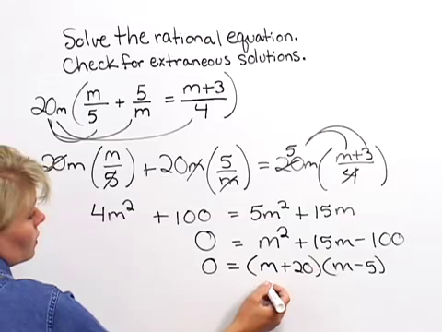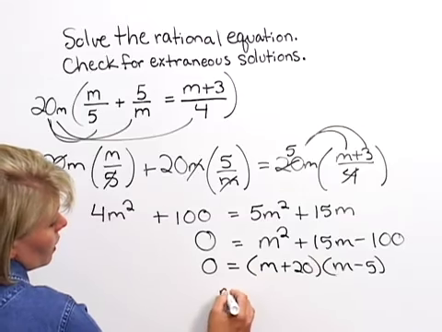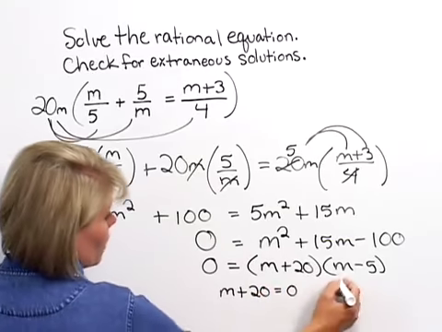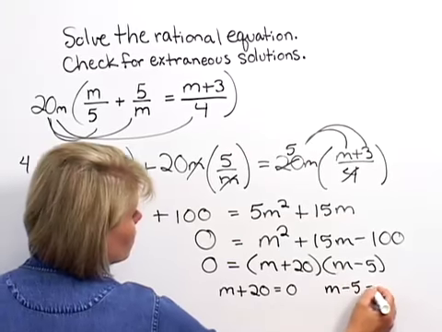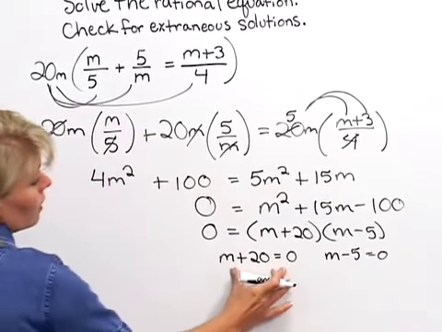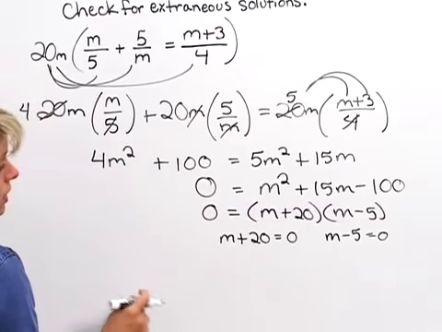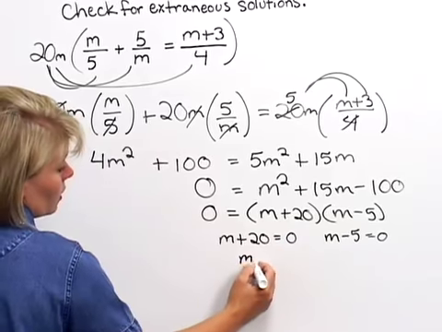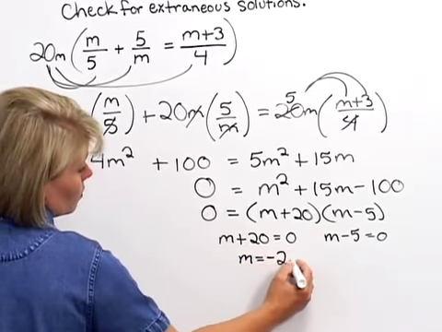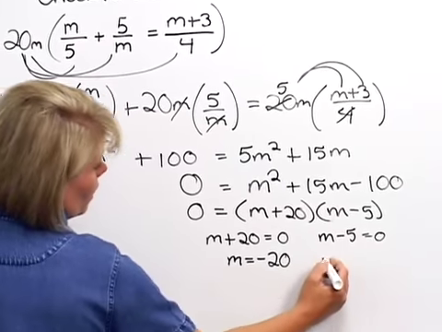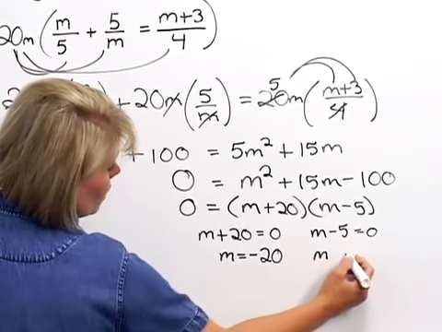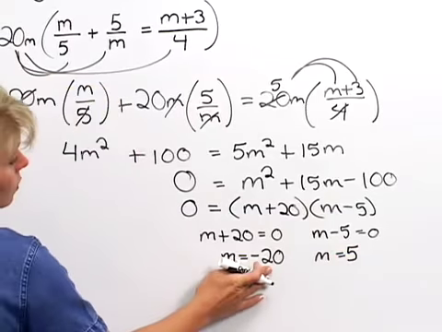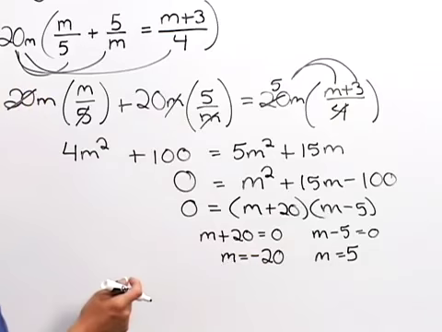We now can use our 0 principle, where we have m plus 20 equaling 0 for one possible solution, and m minus 5 equaling 0 for the other solution. This or this would work perfectly fine in our equation. So we'll go ahead and subtract 20 from both sides here. One possible answer would be negative 20, and add 5 here, so that would give us the other possible answer of 5. So we could have m equal negative 20, or m could equal 5.